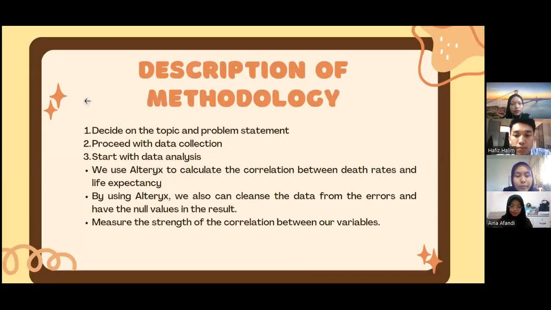For the description of methodology, first we decide on the topic and the problem statement, and then we proceed with the data collection, where we get our data set at data.gov, and then we start with the data analysis. We use the attributes to calculate the correlation between death rate and life expectancy. By using the matrix, we also can cleanse the data from errors and null values in the result. And then we measure the strength of the correlation between our variables by using the matrix.